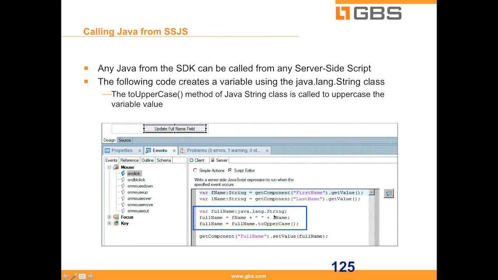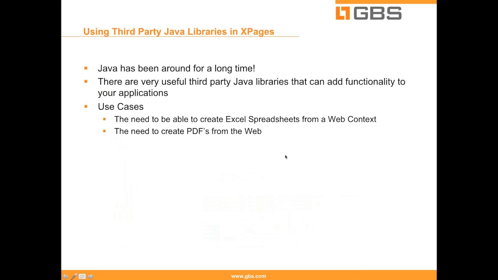So you can call Java code from SSJS, which allows you to take advantage of any of the core JDK, but it also allows you to take advantage of third-party Java libraries in XPages. Because Java's been around a long time, there's some really cool stuff out there, and a lot of it is open source.